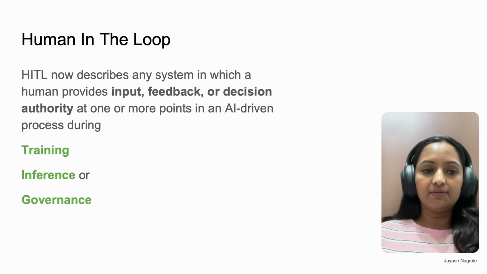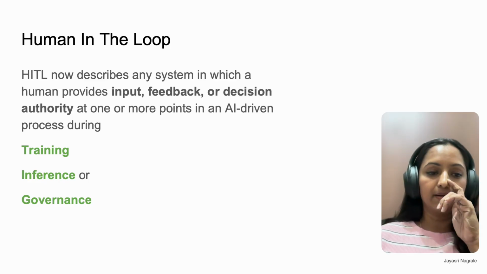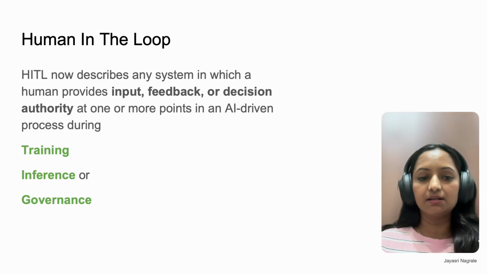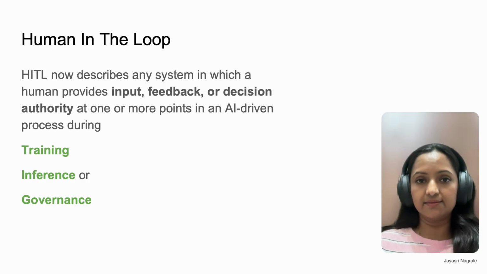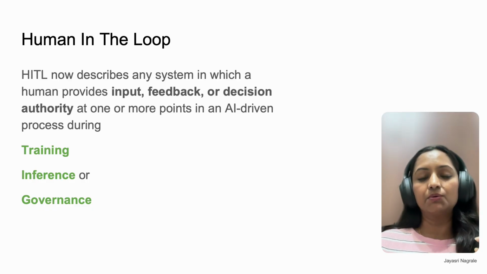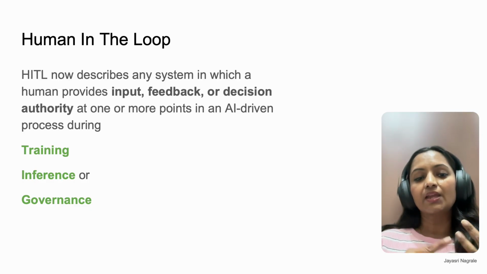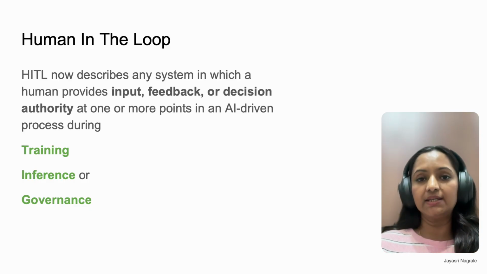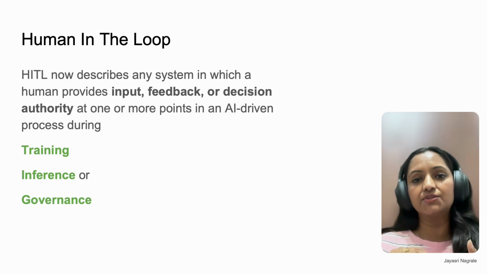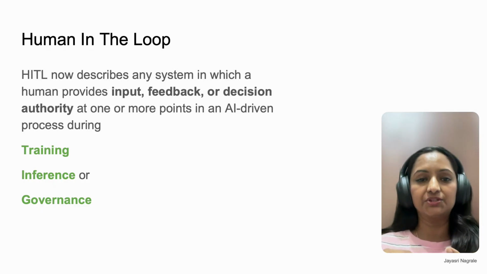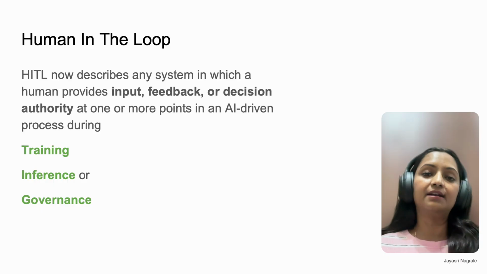The next thing that we will look at is what are the three main components of an HITL. So HITL describes any system in which a human provides an input, a feedback, or a decision authority at one or more points in an AI-driven process. So what is the role of a human? The role of a human is to either provide input, provide feedback, or provide the decision authority in an AI-driven process, at any of these three stages.